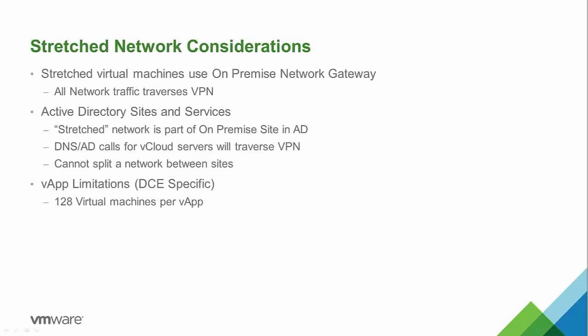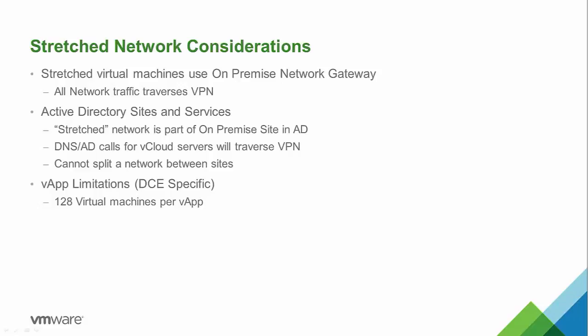Again, let's take a quick look at some of the considerations around using the stretched network. Stretched virtual machines will always use the on-premise network gateway. It basically means all traffic will traverse the VPN. So if you've got a server deployed, stretched across to vCloud Air, and it needs to get out to the internet, that will still go across the VPN and out your on-prem data center gateway.